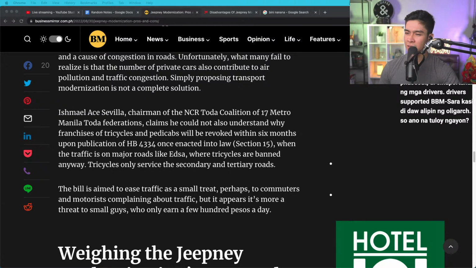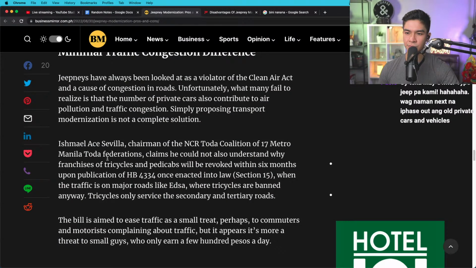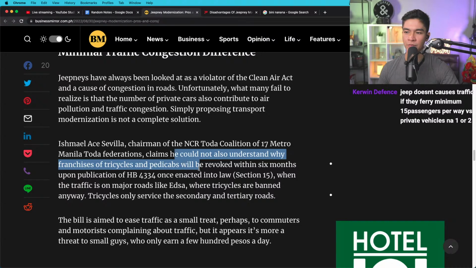So, apparently, it doesn't make complete sense sinasabi natin ma-decongest ang roads natin dahil doon because in reality, to add to this, sabi ni Ishmael Sevilla, chairman of the NCR TODA coalition, he could not understand why franchises of tricycles and pedicabs will be revoked within 6 months when the traffic is on major roads like EDSA, where tricycles are banned anyway.